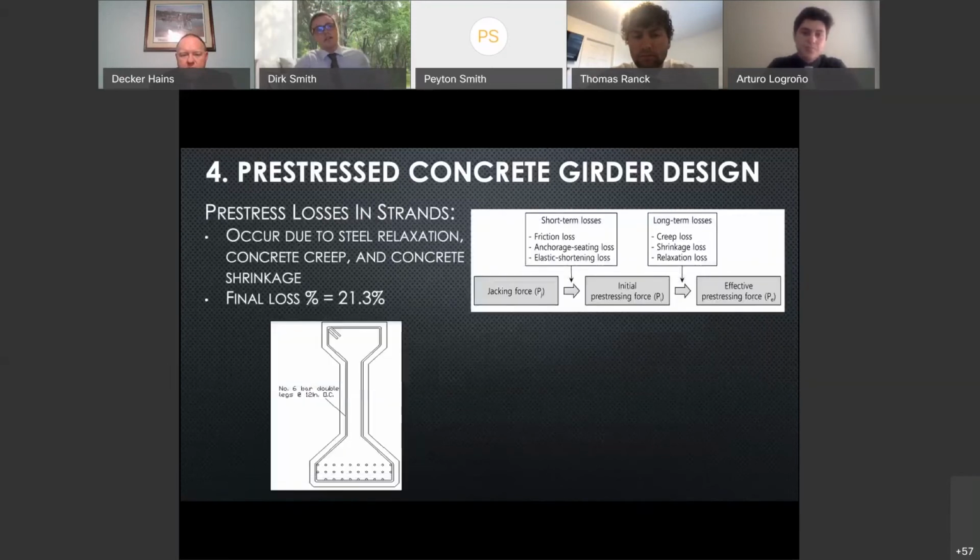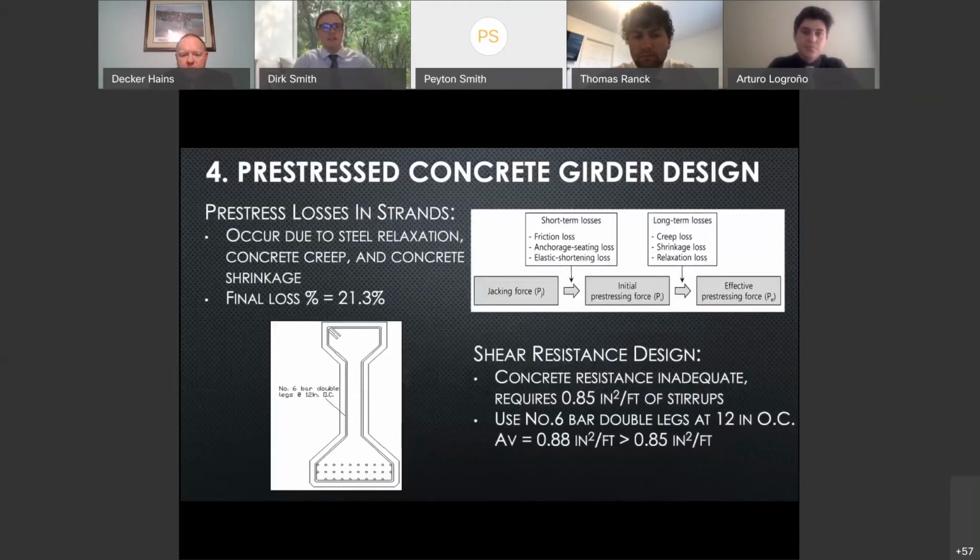Another thing to consider in the design of pre-stressed concrete girders is the pre-stress losses. Over time, pre-stressed steel is subjected to stress losses and gains due to the deformation of bridge elements. These deformations include steel relaxation, concrete creep, and concrete shrinkage. Through design calculations, our team was able to check the total pre-stress losses against LRFD's allowable, and this section was adequate with a final loss percentage of 21.3% of the original stress.